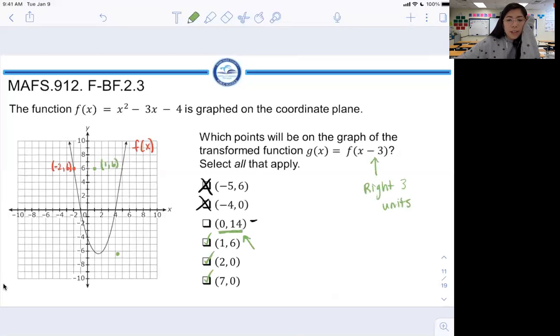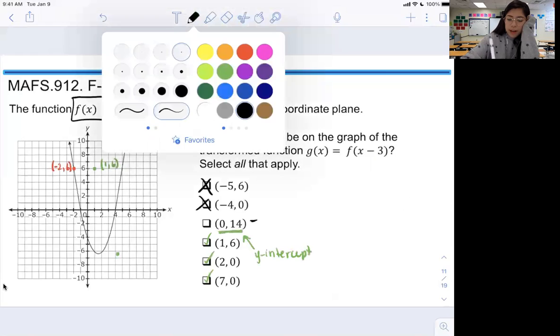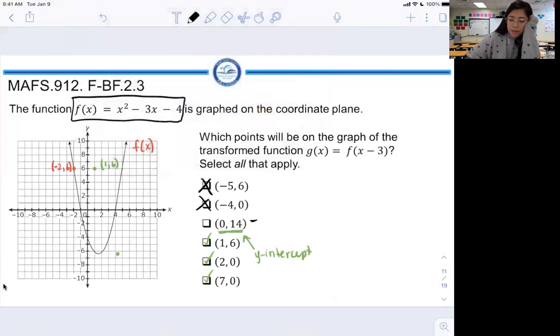0, comma 14 is a special point. What is that point called? Thank you, Perla, the y-intercept. Okay, so I know that this is the y-intercept of the function, and I need to see whether that y-intercept would actually work out for us. Now, I know that this is f of x minus 3. So what I'm going to do is take f of x, and wherever I see an x, what should I do?